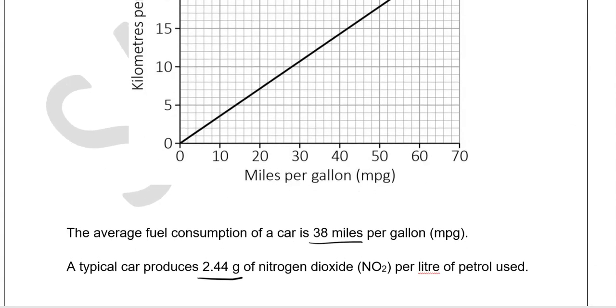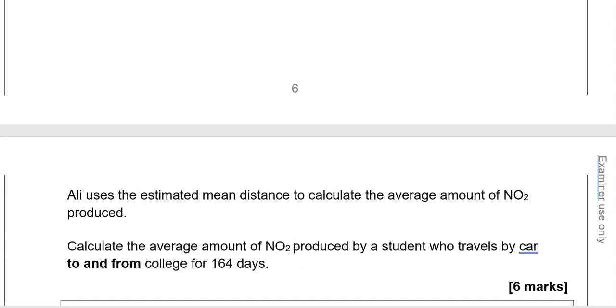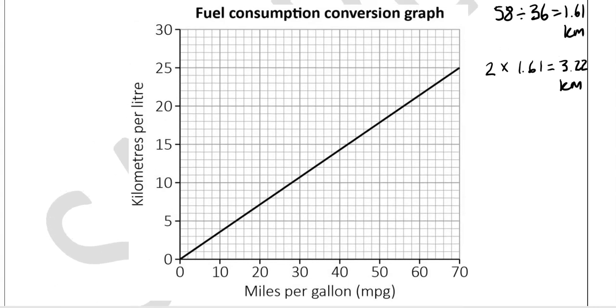But in fact, there are 164 days. So 3.22 times 164 gives us 528.08 kilometers per year.